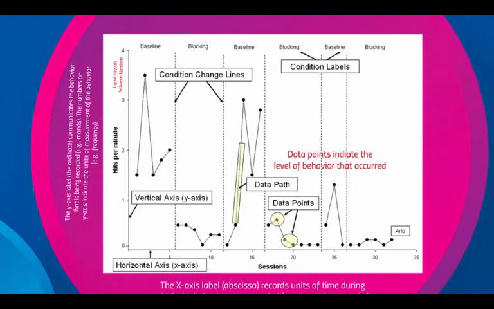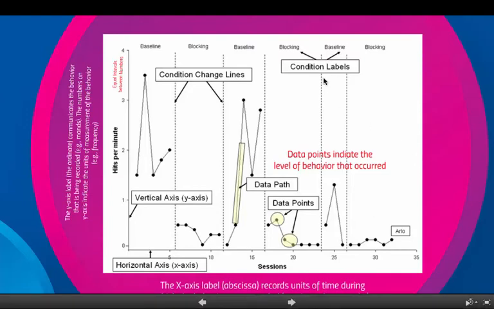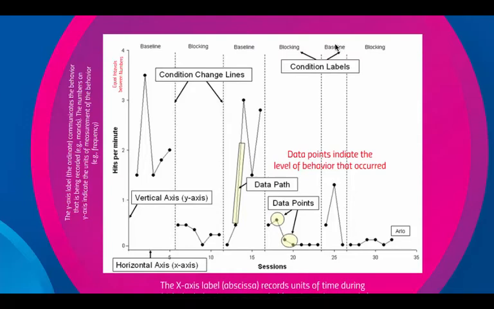you're representing those changes with the condition change lines. We also finally have what's referred to as condition labels. So this is just the labeling of what you did as a result of that change. So you've got the blocking intervention in place, and that can be compared to the baseline condition, and it's just giving you a rich description in terms of what is going on within each of those phases.